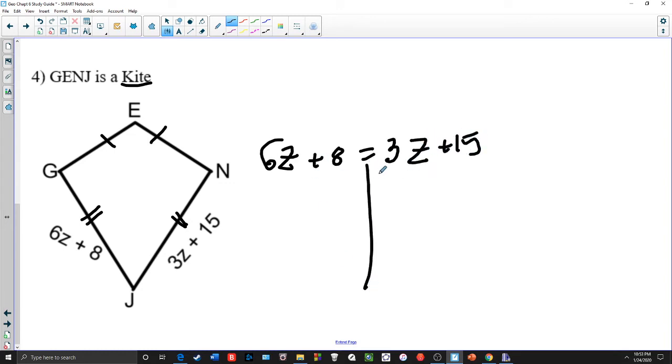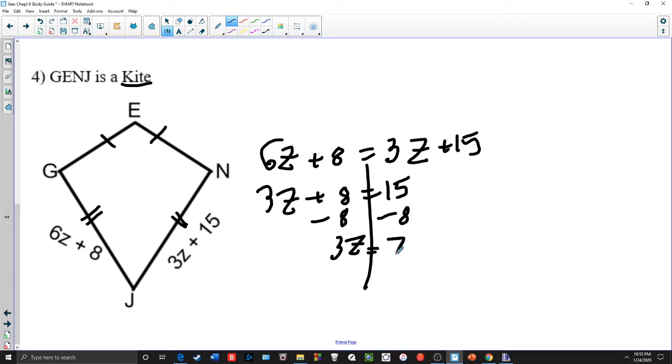And then again, we solve through. So we minus 3z's at both sides. We get 3z plus 8 is equal to 15. Minus 8, minus 8, we get 3z is equal to 7. Divide by 3, and we get z is equal to 7/3, or 2.3 repeating, however you want to call it.